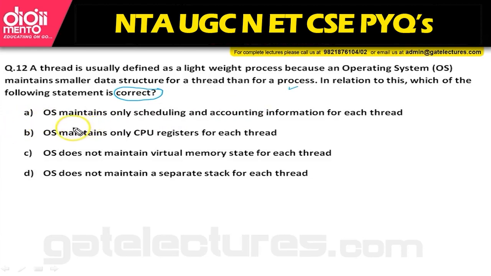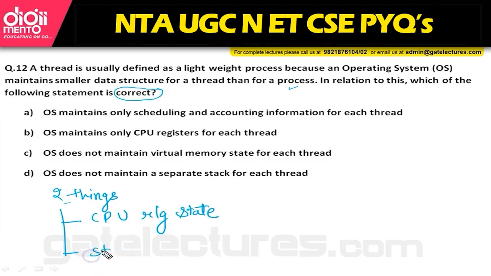The first option says OS maintains only scheduling and accounting information for each thread. OS maintains only CPU registers for each thread. OS does not maintain virtual memory state for each thread, or OS does not maintain a separate stack for each thread. Okay, always remember one thing, that for threads, the OS basic structure maintains only two things. You can answer a lot of questions on the basis of this. So the OS basically maintains two things in the basic structure. First is the CPU register state, and the second one is stack space.